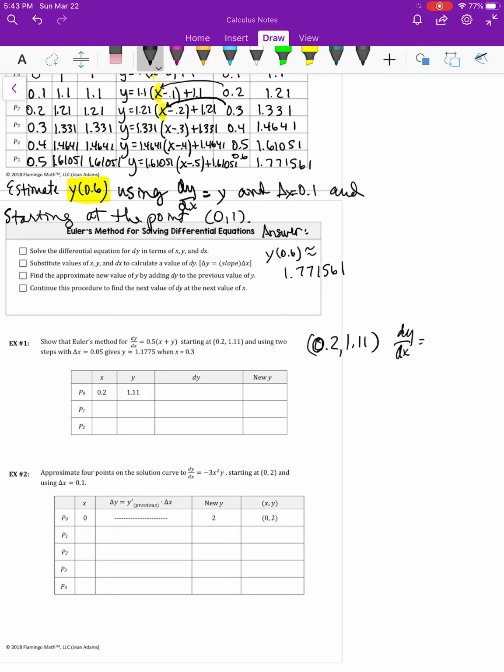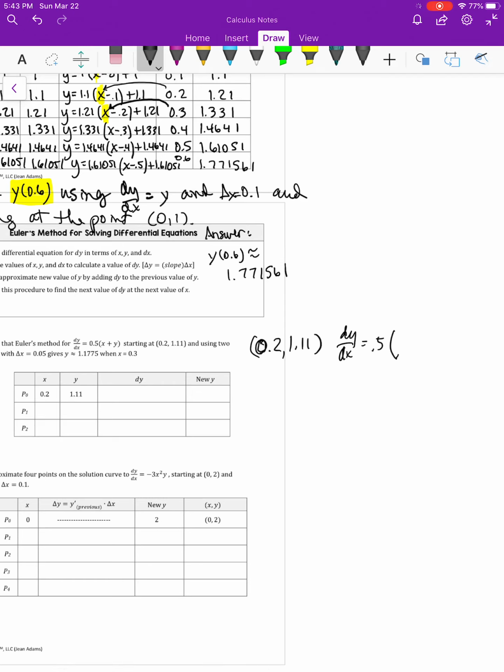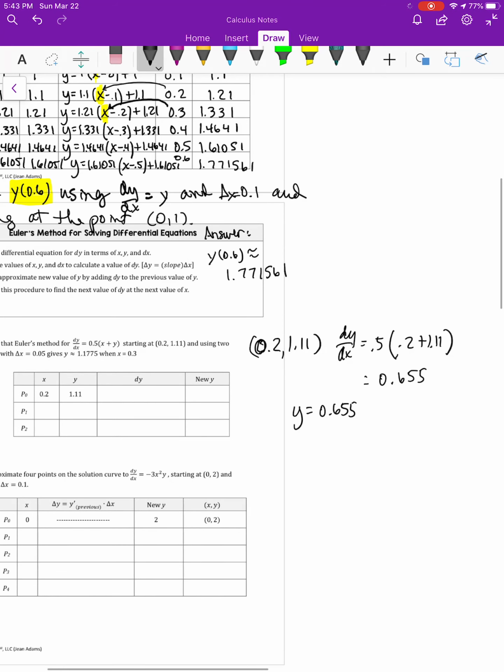And so if we were going to find our dy dx, our dy dx for that point is going to be the number 0.5 times 0.2 plus 1.11. Okay, that's going to give us our dy dx. And if we put that in our calculator, we should get 0.655. And so that's our slope. Okay, and we can create our equation of our tangent line, y equals 0.655 times x minus 0.2 plus 1.11. So that's the equation that we're going to use when we move our increment up by 1.